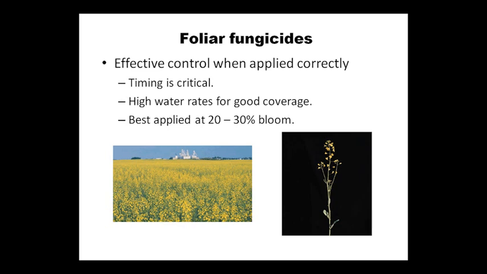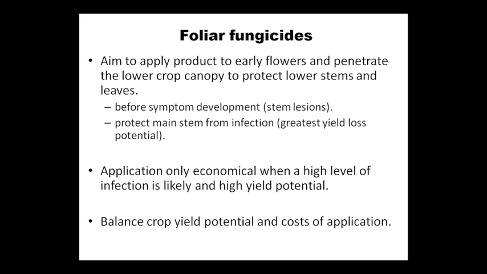So a lot of the farmers or advisors have been saying, well, let's wait off on our spraying and see if we can protect more flowers as the crops get into flowering. You actually want to come in quite early if you're going to spray and really get the chemical to penetrate into the canopy and protect the main stem, which is where the main yield loss is occurring. So that's pretty much what that slide says there.